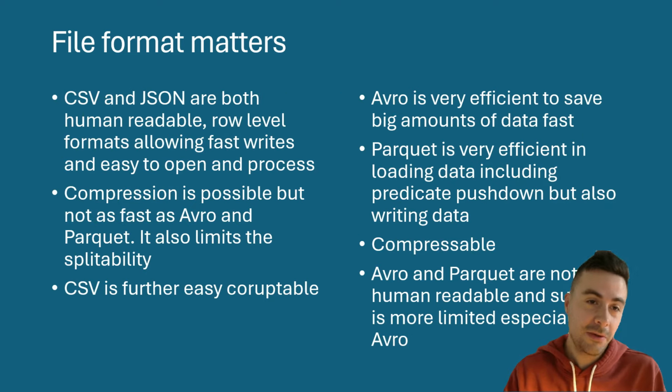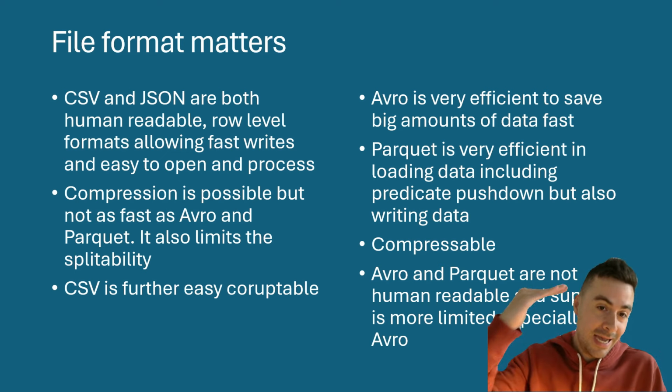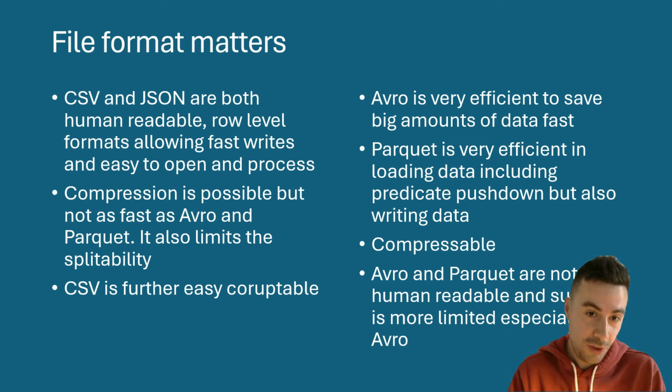And well, if we summarize a little bit, CSV and JSON are both human readable, as we already mentioned. And those are row level formats, so data is saved on a row, not on a columnar basis. If you want more details about that, check out the link above. And they're all generally fast writes. Compression is possible, but not as fast as with Avro and Parquet, as they are really designed to be compressed and highly encoded.